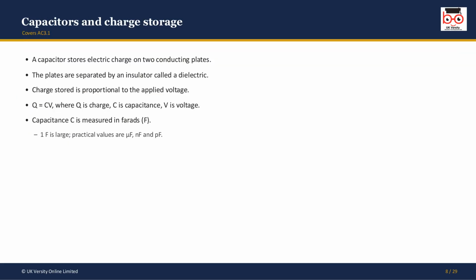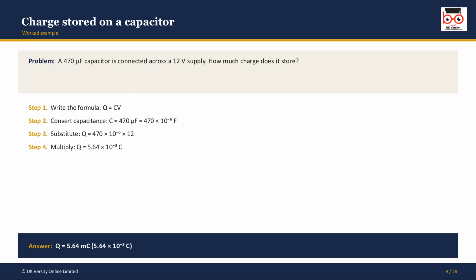A capacitor is a device for storing electric charge on two conducting plates, which are separated by an insulator called a dielectric. The charge it stores is proportional to the voltage applied, and that relationship is beautifully simple. Charge equals capacitance times voltage. Capacitance itself is measured in farads, though a whole farad is enormous, so in practice you'll meet microfarads, nanofarads, and picofarads.